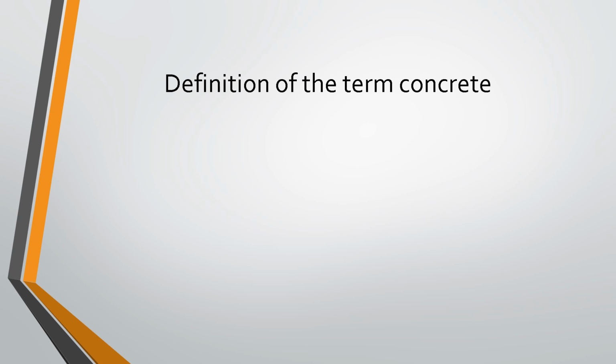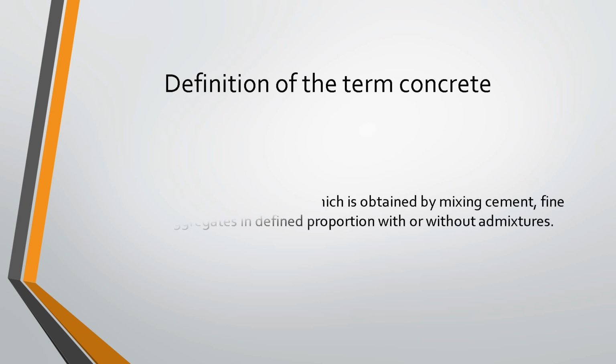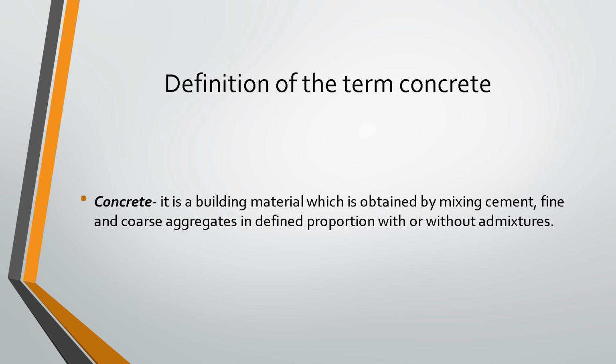Definition of the term concrete. So we have the simplest definition of the term concrete. Concrete is a building material which is obtained by mixing cement, fine and coarse aggregates in defined proportion with or without admixture. So in summary, we are saying concrete is a building material that is obtained by mixing cement, fine and coarse aggregate in defined proportion.